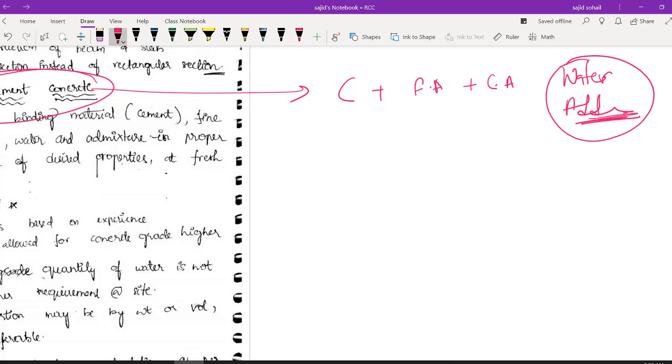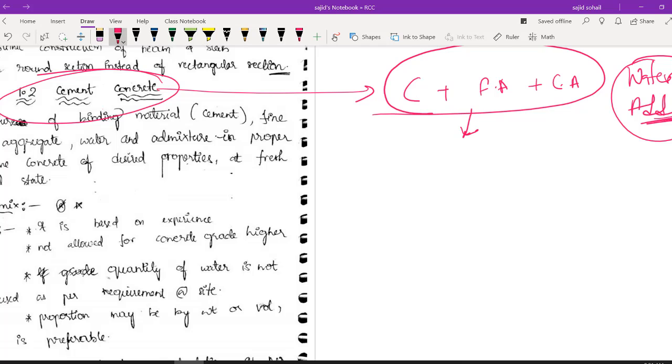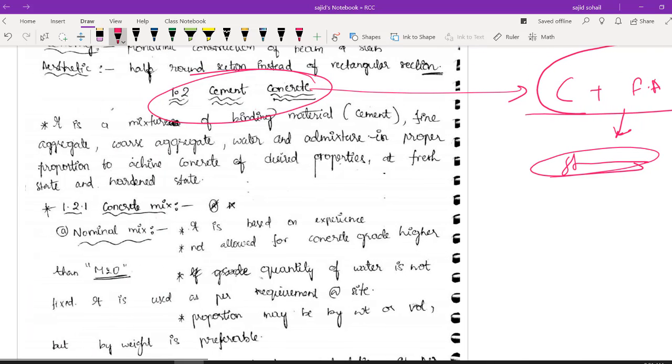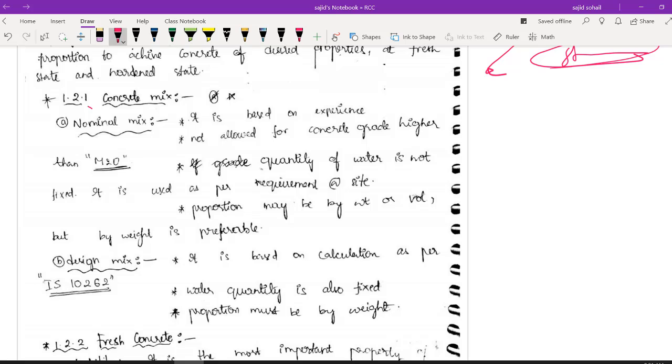See, based on this mix proportion, it could be in certain ratio, right? 1 is to 5 is to 10, 1 is to 4 is to 8, it doesn't matter. There will be certain mix proportion. Based on that, you will be getting different strength wala cement concrete. I hope you are getting it right. So how to mix this cement, fine aggregates, coarse aggregates, water, admixtures, everything, how to mix it? We have two methods. One is nominal mix, दूसरा होता है design mix.